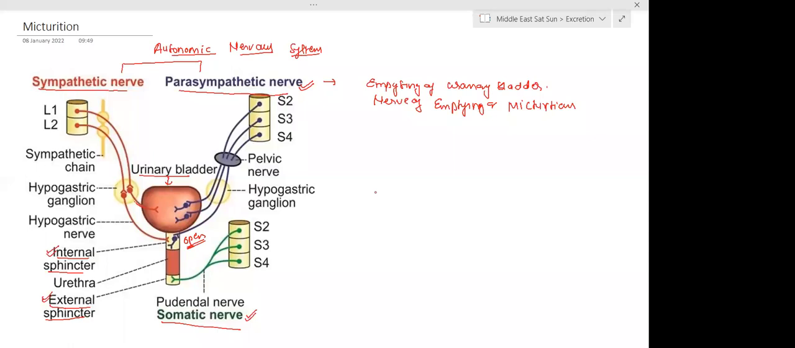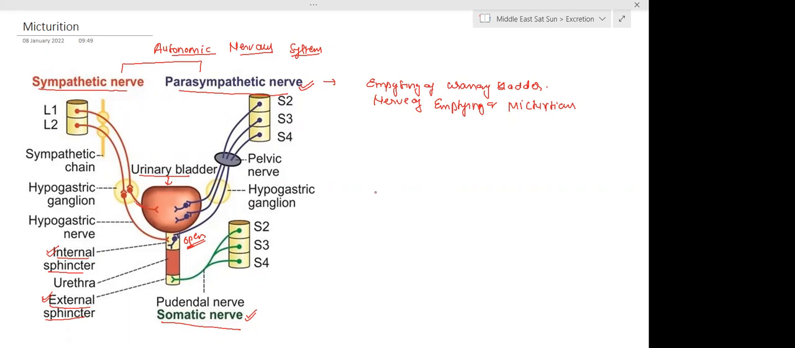During micturition, this nerve is inhibited. Full stop. The somatic nerve is responsible for voluntary control of micturition.